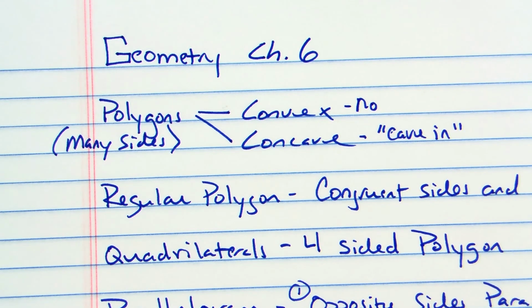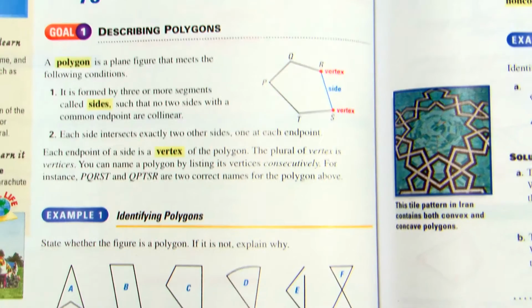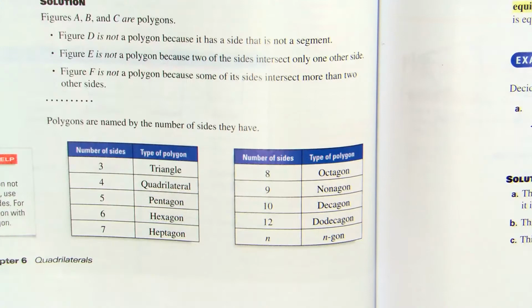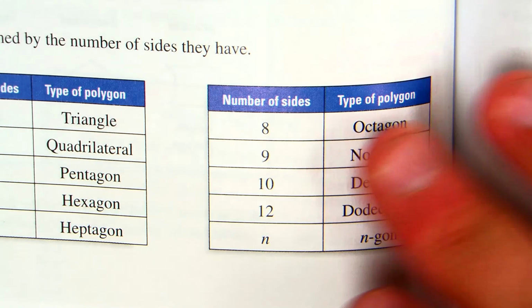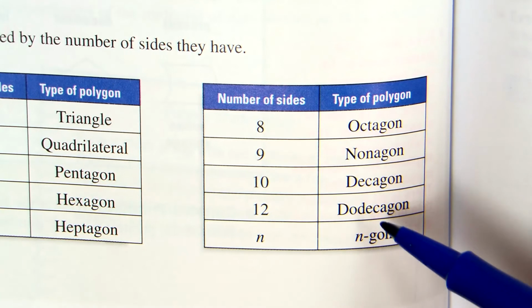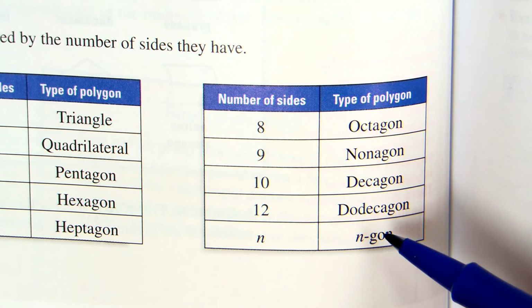You have many other polygons too. You also can have pentagons, hexagons, heptagons, all the ones that are down on the bottom of page 322 down here. And then we have a special polygon for when there are more than, say, 12 sides, which we call an n-gon.